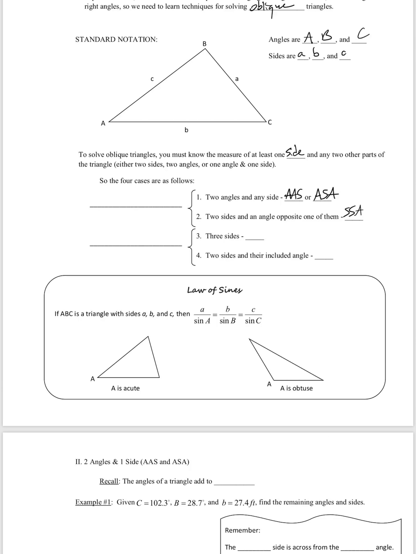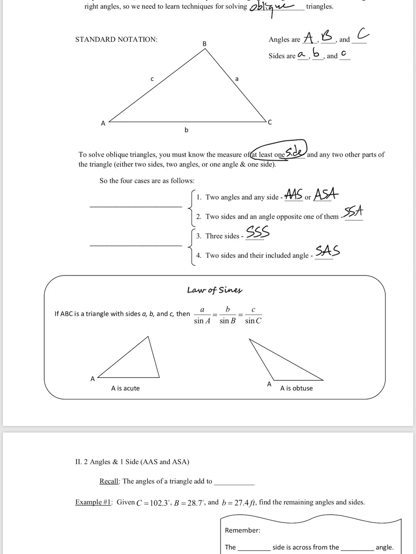I could know all three side lengths of the triangle. Or I could be given two sides and the included angle. That means the angle between them. So that would be a side-angle-side problem. Now notice I didn't include angle-angle-angle. And that's because, like we said right up here, I always have to know at least one side length. If I just know the three angles, I can't figure out anything about the side lengths of the triangle. So I need to know at least one side.